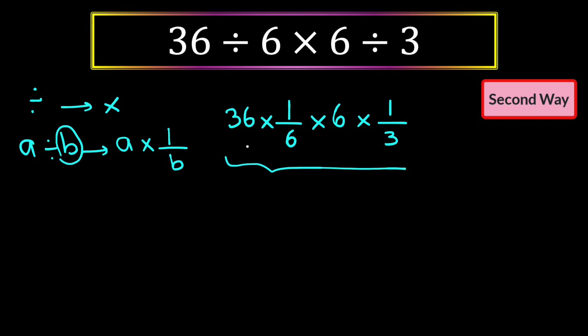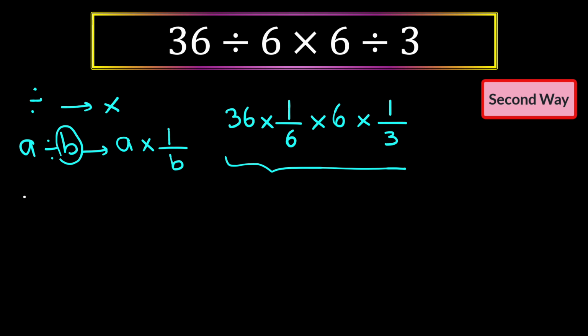But how could this be useful? When we have some numbers or fractions multiplied by each other, according to the commutative property of multiplication, the order in which we multiply the numbers doesn't change the final answer. So we can multiply in any order and we will see that the final answer is the same.